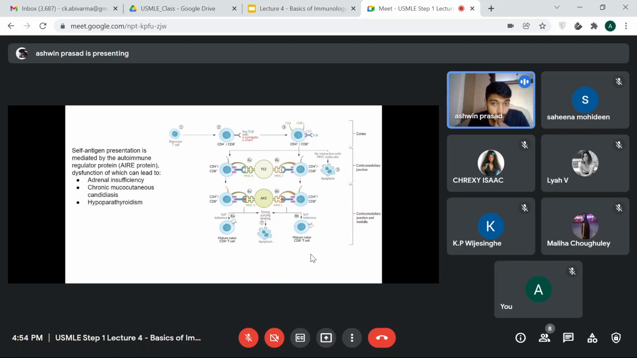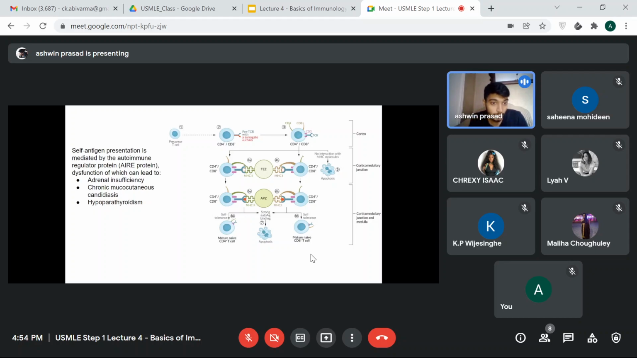Again, since this is a very important process, if something goes wrong in this process, we can have a lot of pathologies and a lot of autoimmune diseases. There's this protein, which is called the autoimmune regulator protein, which is responsible for showing these self antigens on the MHC so that the T cells can recognize, and the ones that do bind too tightly are killed.